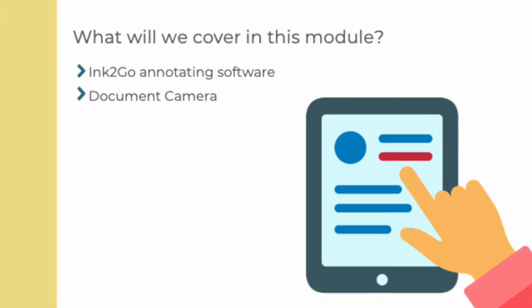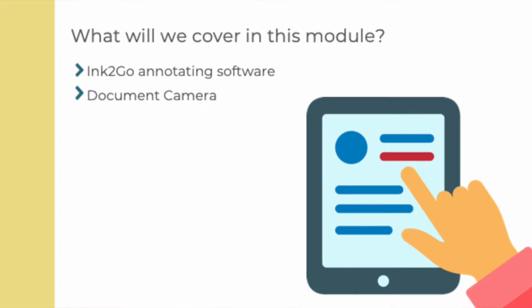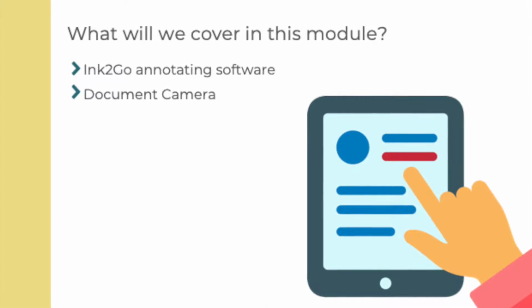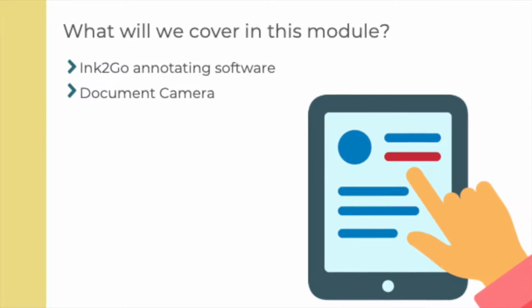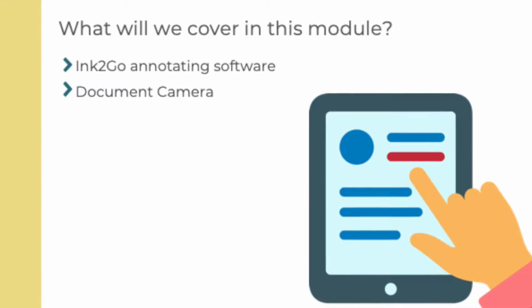In this module, we're going to look at technology that you've seen in the classroom. We're going to cover things like Ink2Go, the annotating software, and the document camera.